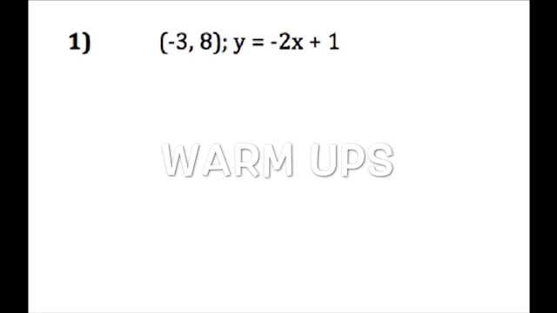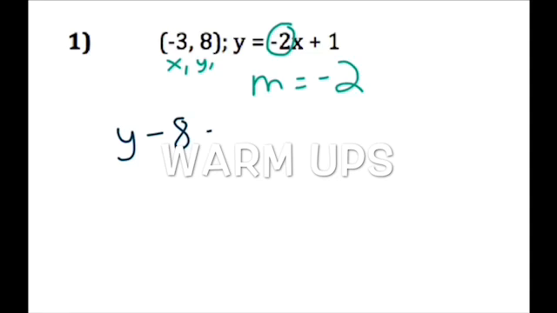For number 1, we want to write the equation of a line that goes through the given point and is parallel to the given equation. This is our x1 and our y1. My slope of the given equation is -2. If I want my line to be parallel to this line, I need to use the same slope. So I'm going to use the slope m equals -2. We're now going to plug that into our y minus y1 equals m times x minus x1. So y subtract 8 equals -2 times x minus a -3, which is x plus 3.